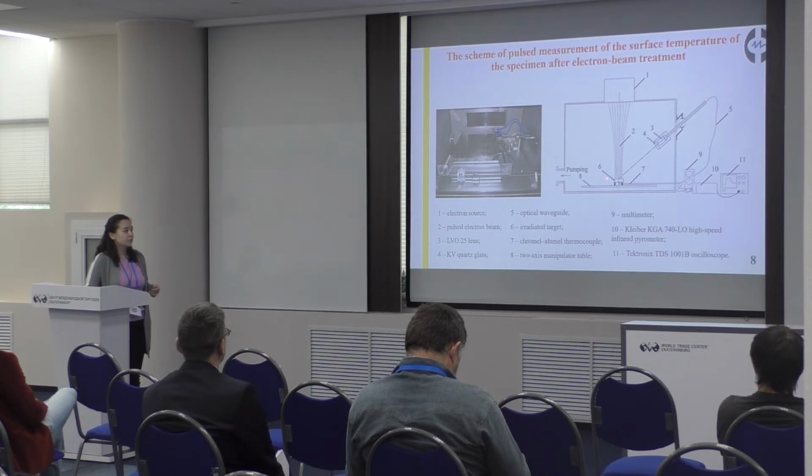The temperature of the surface is measured by a high-speed infrared pyrometer, which is connected via a flexible waveguide to the lens. The lens is actually in the vacuum chamber, but it is covered with silica glass in order to keep the pyrometer at atmospheric pressure.